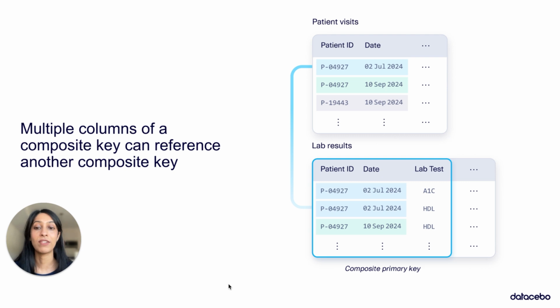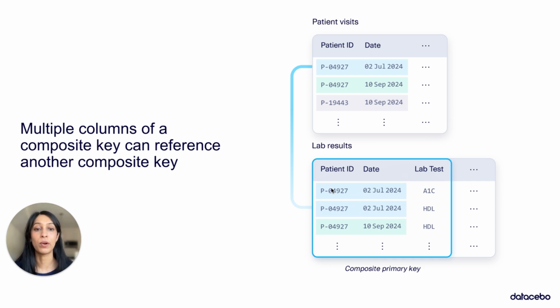So now we have a new table called lab results, which stores all the ordered and finished lab tests for a particular patient on a particular date. So it has a composite primary key with 3 columns now: the patient ID, the date, and the lab test. So this is the test that was ordered for that patient on that date. And all 3 values together uniquely identify a lab result.